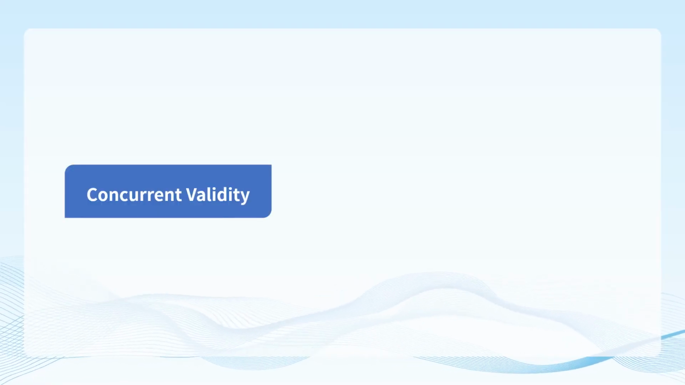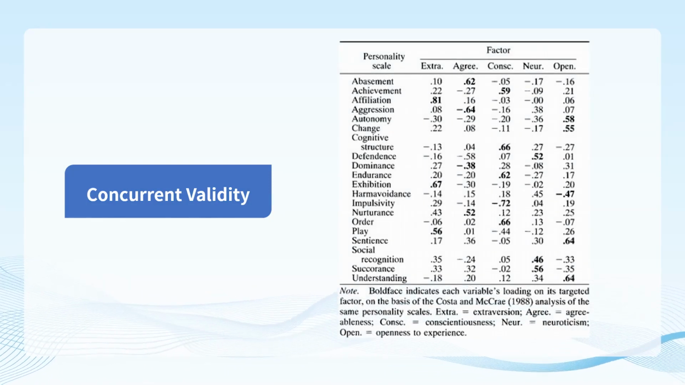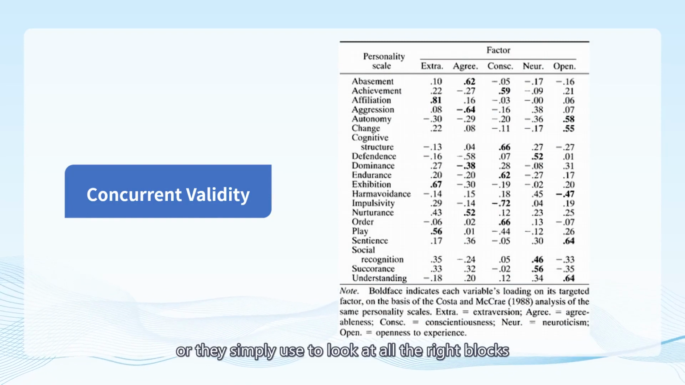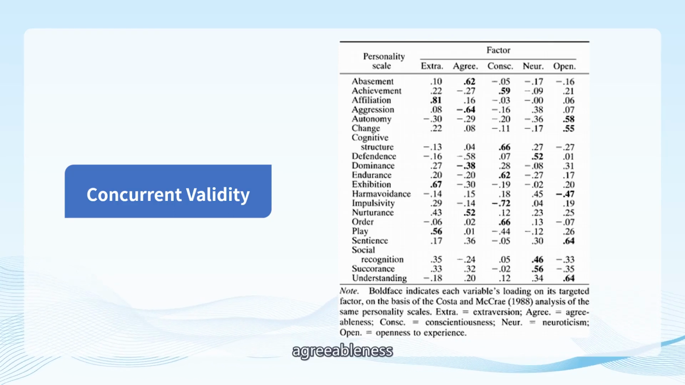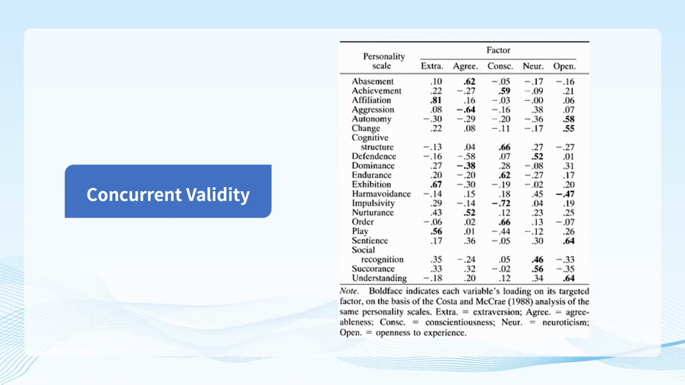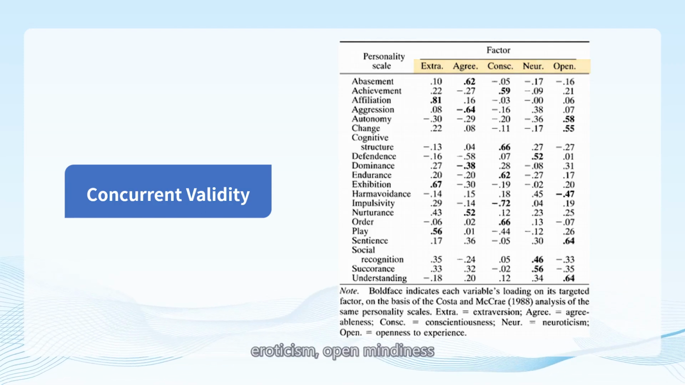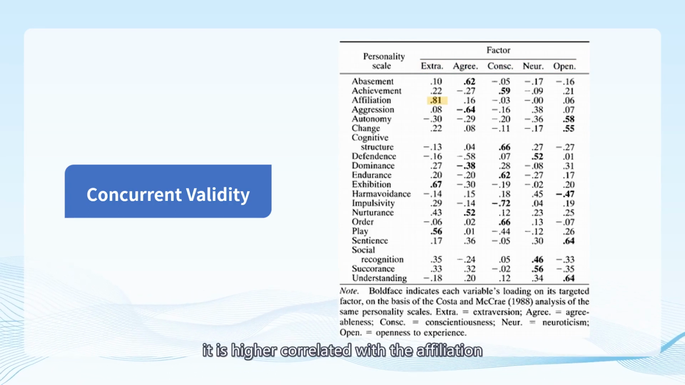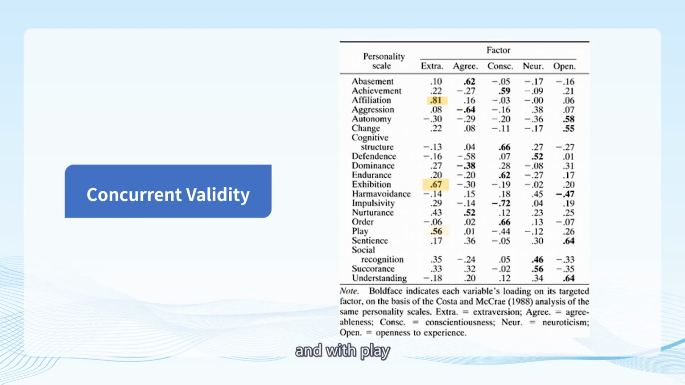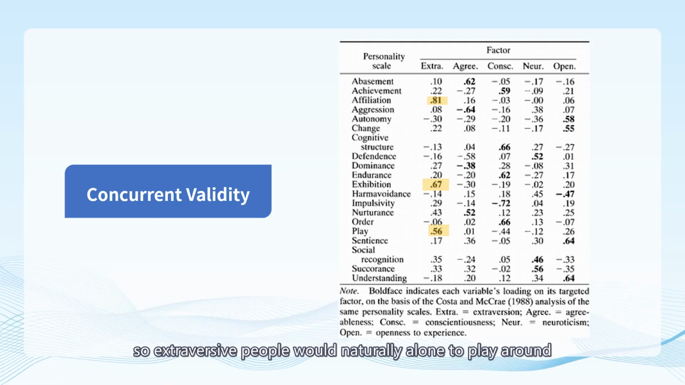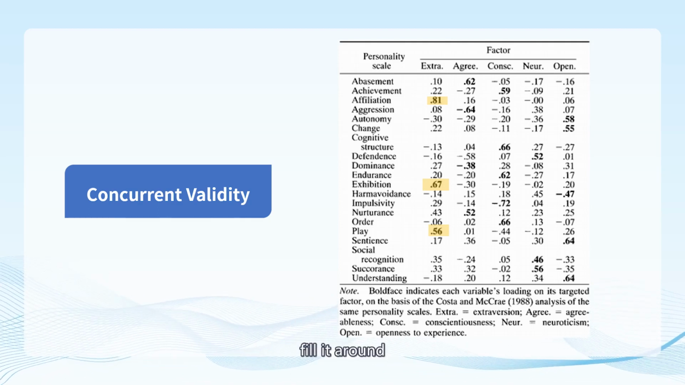Now let's have a look at this. This is called concurrent validity. You can see all the numbers, or simply you look at all the right blocks. This is our Big Five. Extroversion, agreeableness, conscientiousness, neuroticism, open-mindedness. You can see, for instance, extroversion is highly correlated with affiliation, exhibition, and play. So extrovert people would naturally want to play around, exhibit themselves, and socialize and affiliate around.